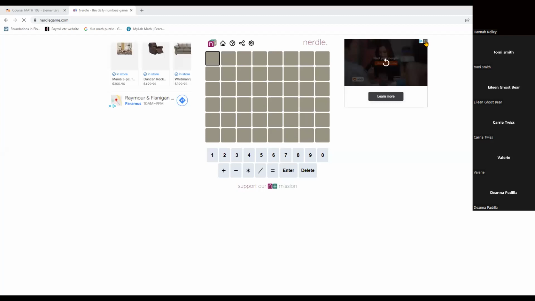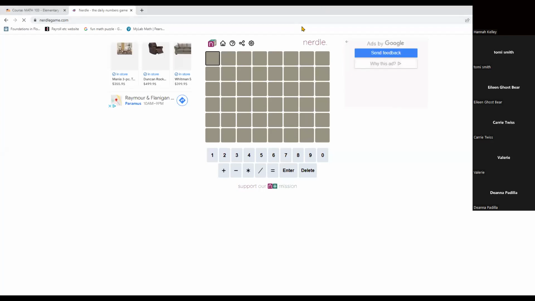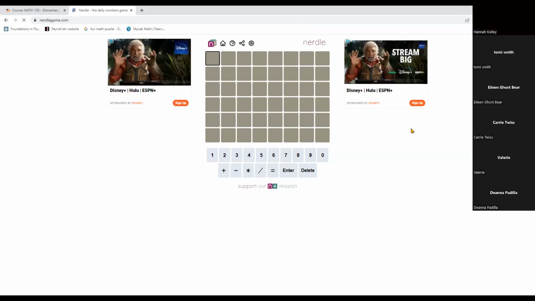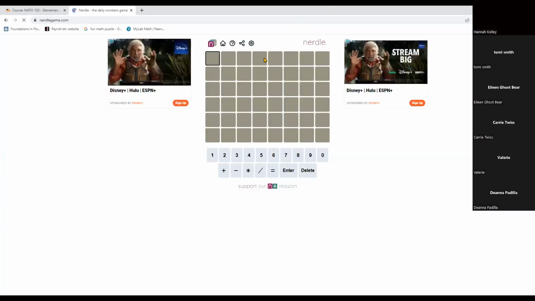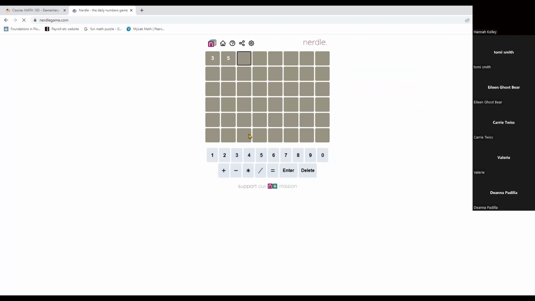But I just wanted to show you this. Here we go. I usually do this on my phone, so I don't usually see all these ads. This is called the Nerdle, at nerdlegame.com, and it's a new one every day, just like the word game a lot of people play, the Wordle. They have a how-to. If you click the question mark, it tells you how to do it. First of all, you make up an equation, and it uses the order of operations.